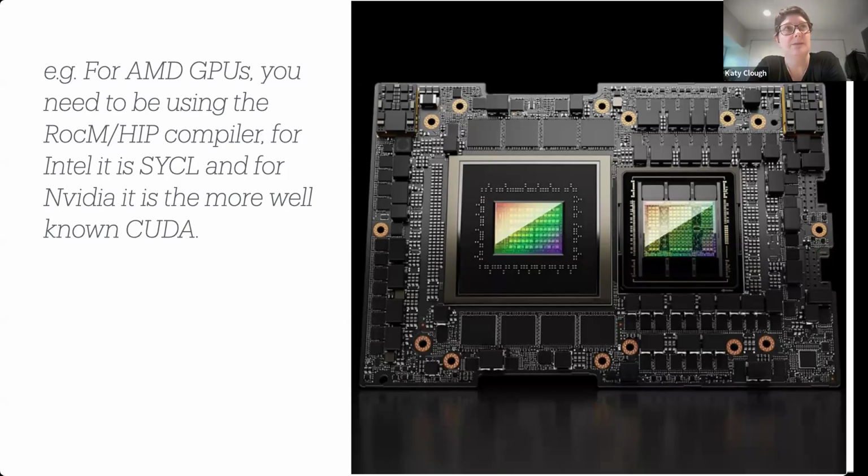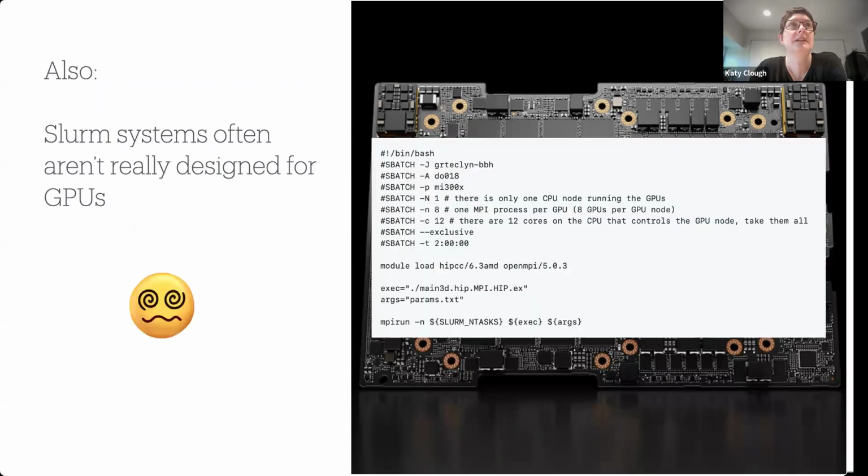And okay, they are essentially similar. They are really just like CUDA, but there are some differences, particularly with the Intel compiler. Okay, so also when you come to run GPU code, it's super confusing.